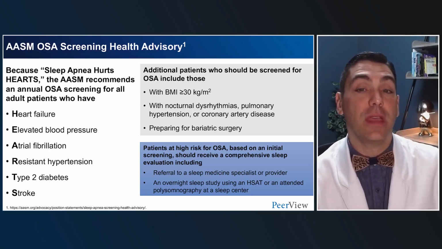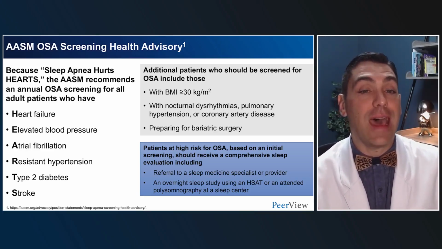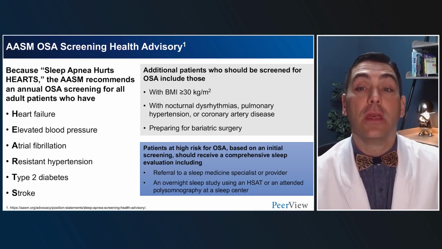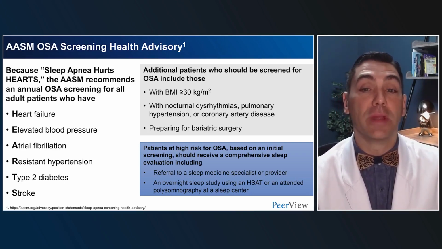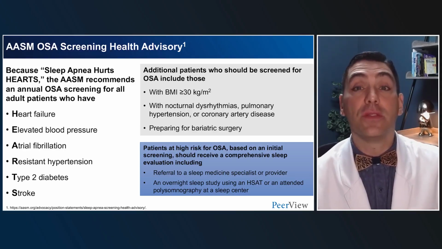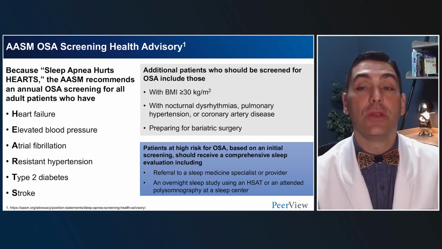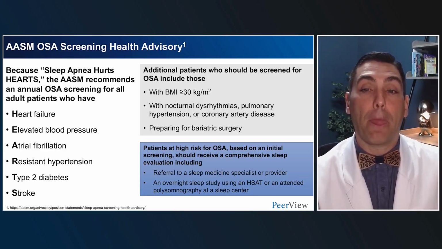Additionally, some patients that should be screened are patients that have a BMI higher than 30, nocturnal dysrhythmias, pulmonary hypertension, or coronary artery disease. And any patient considering bariatric surgery should also be screened.